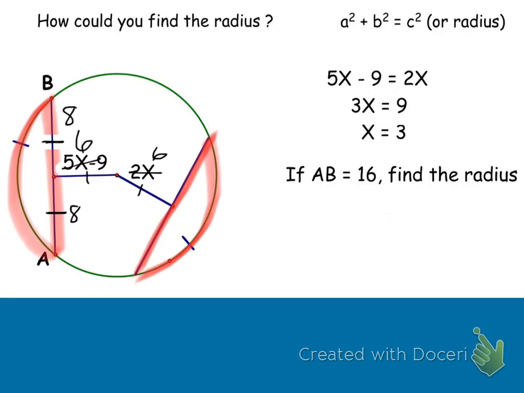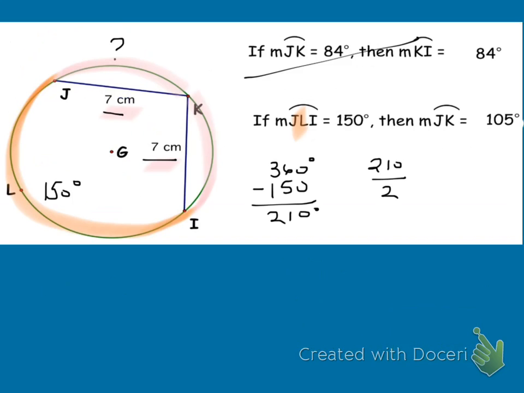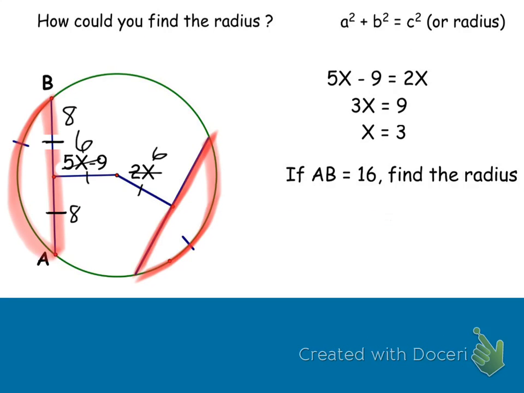Again, it goes back to what we talked about over here. If a segment from the center intersects a chord, it is a perpendicular bisector. So I know that this now is a 90-degree angle. These are congruent segments, and if it was 16 that was given, half of 16 is 8, the other half is 8. And so now all I have to do is draw a line there. And again, I have a right triangle.